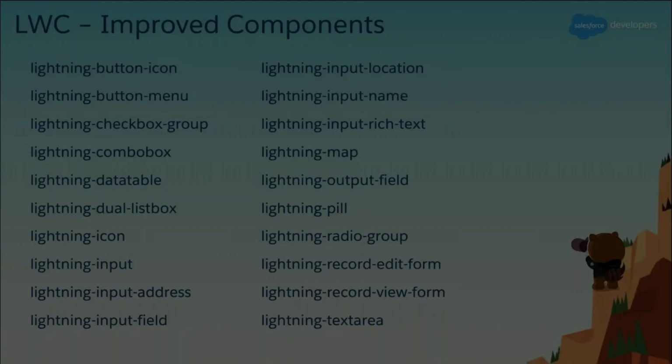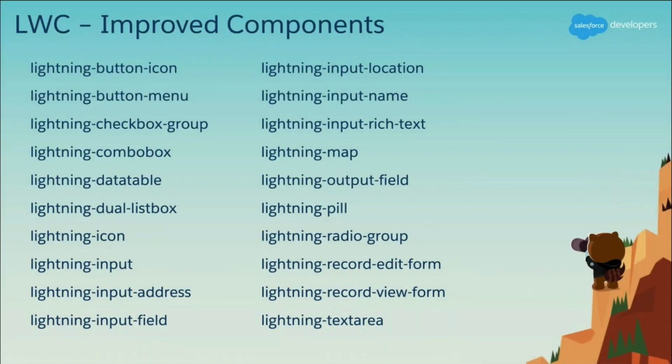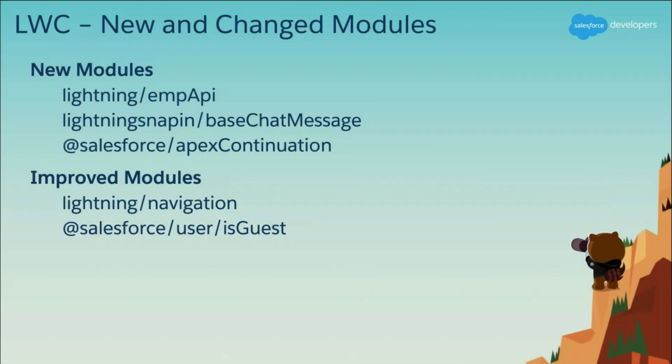Awesome. And there are some improved components. As usual, every release, we keep improving the base Lightning components while also introducing new components. So these are the components which are improved in this release. And some modules are also changed here, like the Lightning navigation module and isGuest, which you can use to verify whether the logged in user is a guest or not. And yes, these are the new modules which I was waiting for.